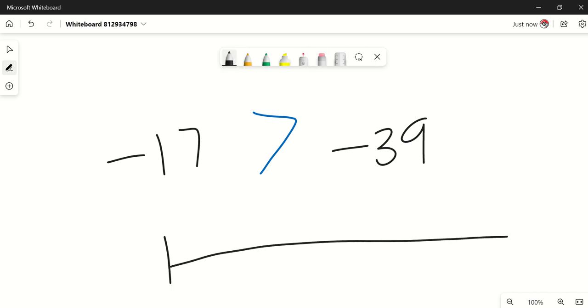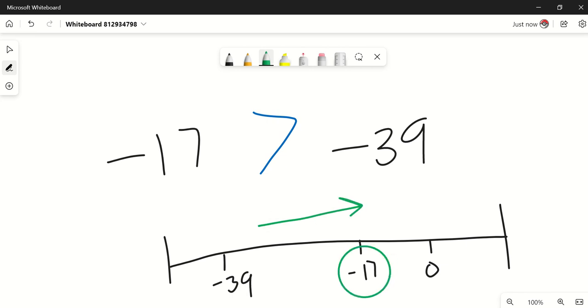Again, if I were to put this on a number line, negative 17 is closer than negative 39 is to 0. It's also more to the right. Therefore, negative 17 is the greater number.